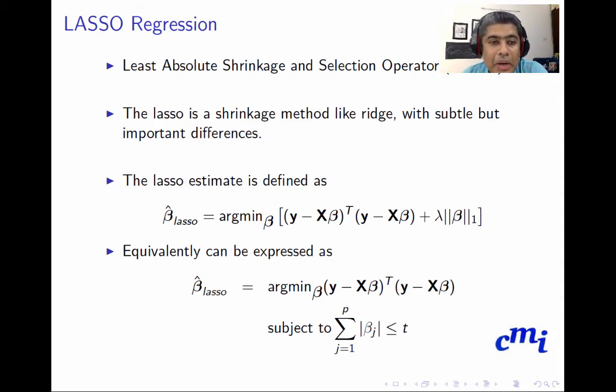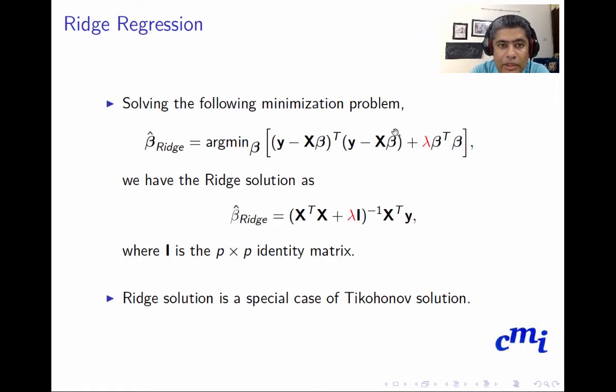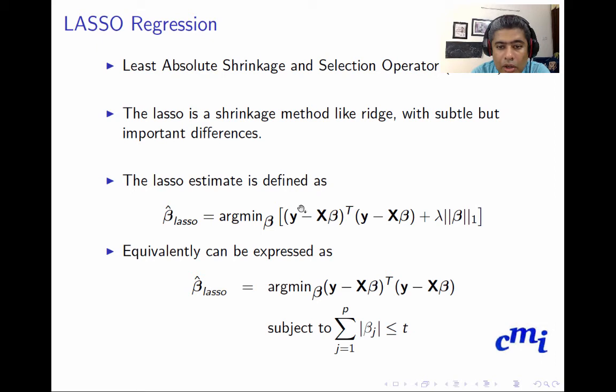We will move on to another interesting regression called LASSO regression, often known as Lasso, the abbreviation of least absolute shrinkage and selection operator. The Lasso is a shrinkage method like the Ridge method with a subtle but very important difference. The difference is in the penalty. If you look into the Ridge solution, it is minimizing the residual sum of squares of errors with the L2 penalty. Here you are also minimizing the residual sum of squares of error but with an L1 penalty.